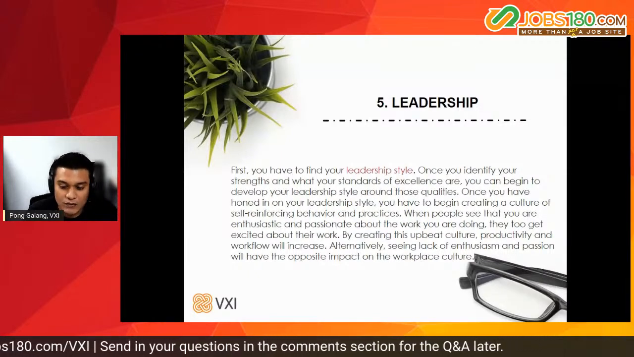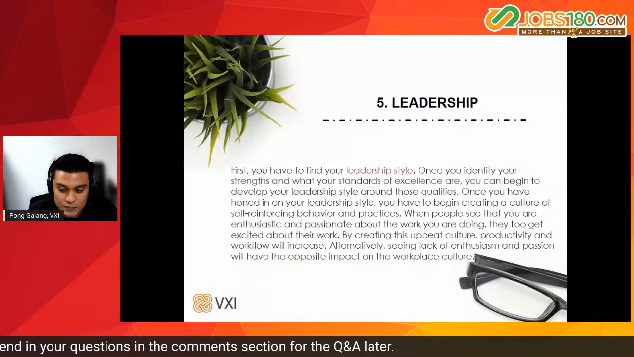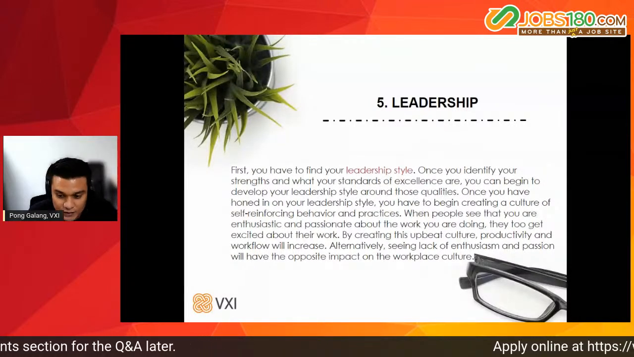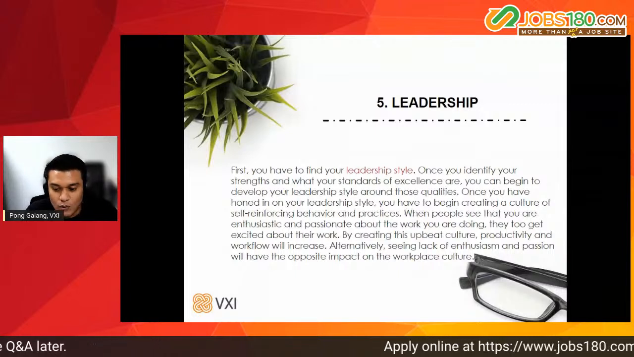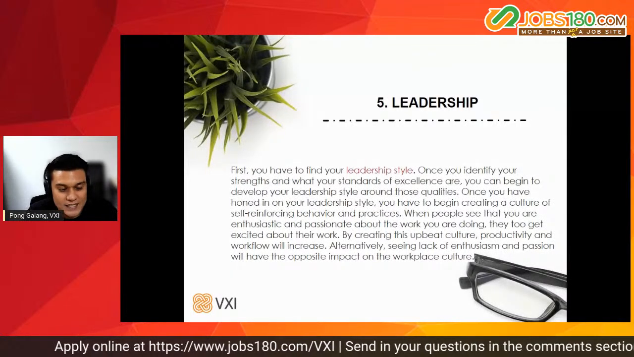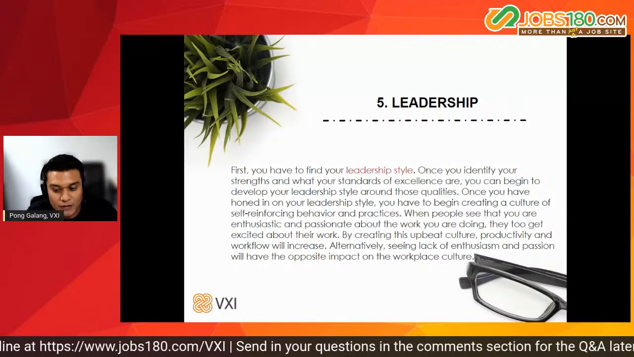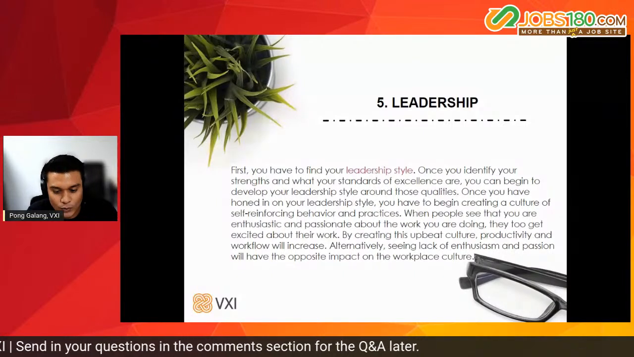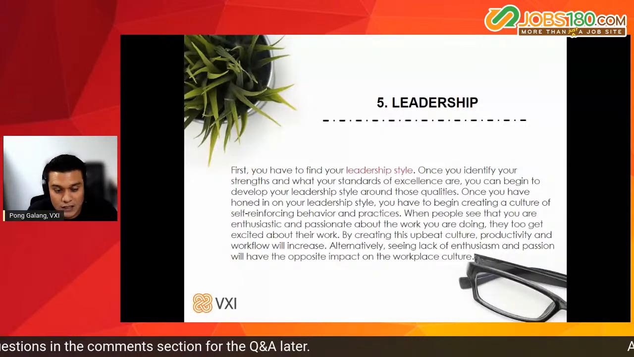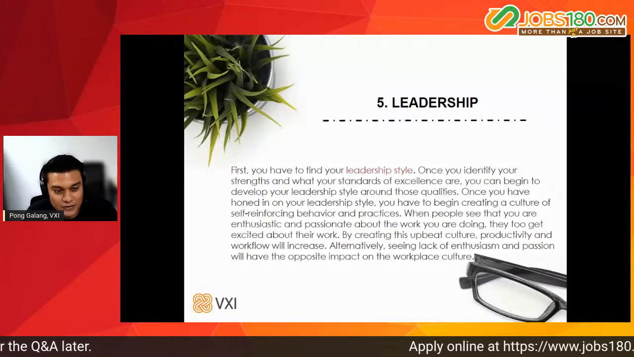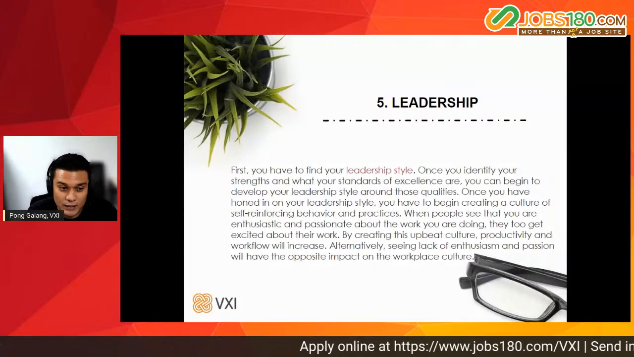Once you have honed in on your leadership style, you have to begin creating a culture of self reinforcing behavior and practices. When people see that you are enthusiastic and passionate about the work you are doing, they too get excited about their work. By creating this upbeat culture, productivity and workflow will increase. Alternatively, seeing lack of enthusiasm and passion will have the opposite impact on the workplace culture.